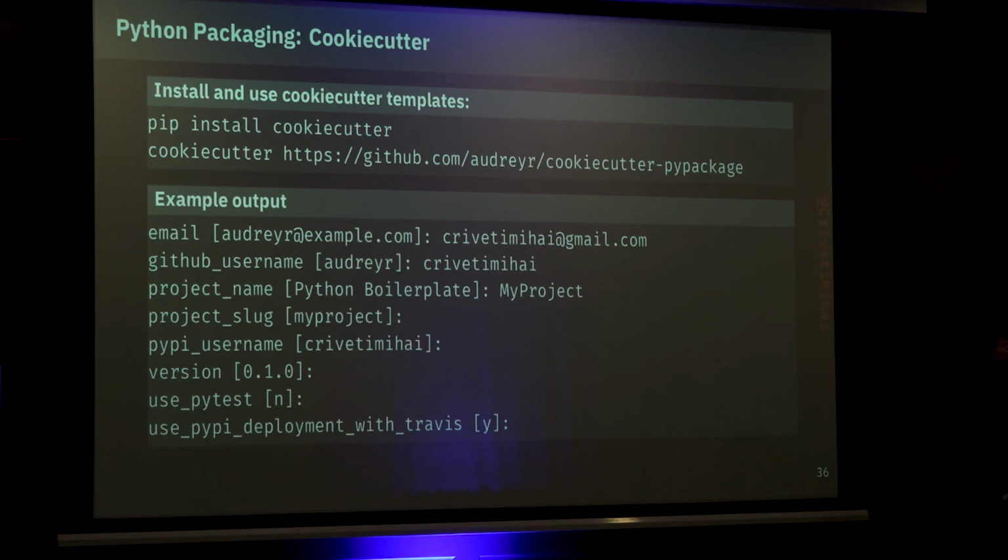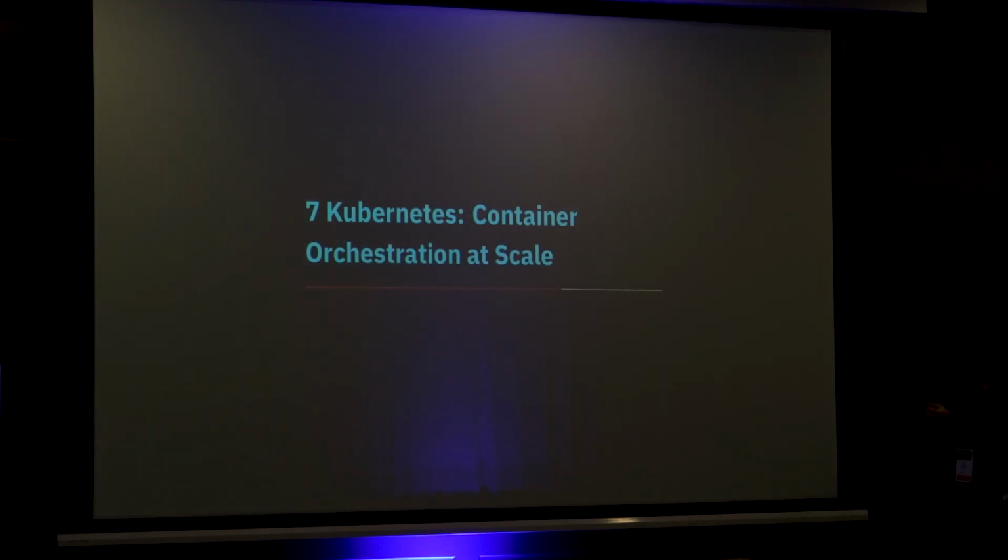How do you make it easy? Cookiecutter. When you start a new project, you can just use a Cookiecutter template. You say, I want to use PyTest, I want to do deployment with Travis. You've built all of this boilerplate, so every time you start a new project, you don't need to re-engineer it.